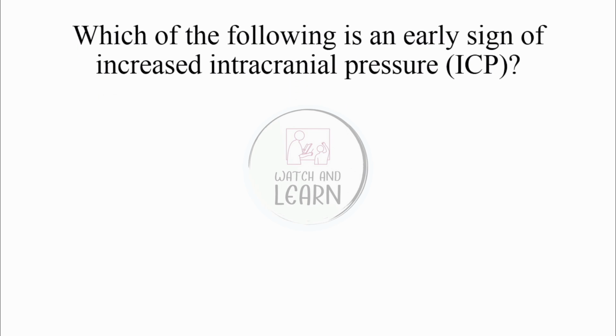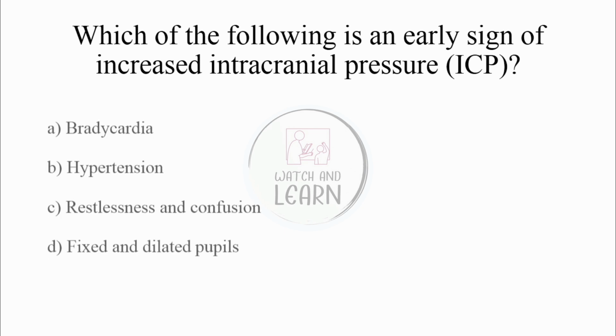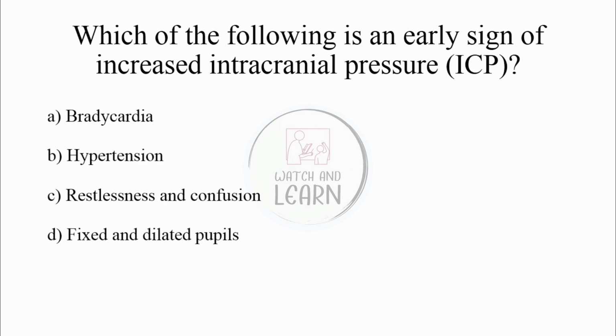Which of the following is an early sign of increased intracranial pressure (ICP)? Options are: option A, bradycardia; option B, hypertension; option C, restlessness and confusion; option D, fixed and dilated pupils. The right answer is answer C, restlessness and confusion.